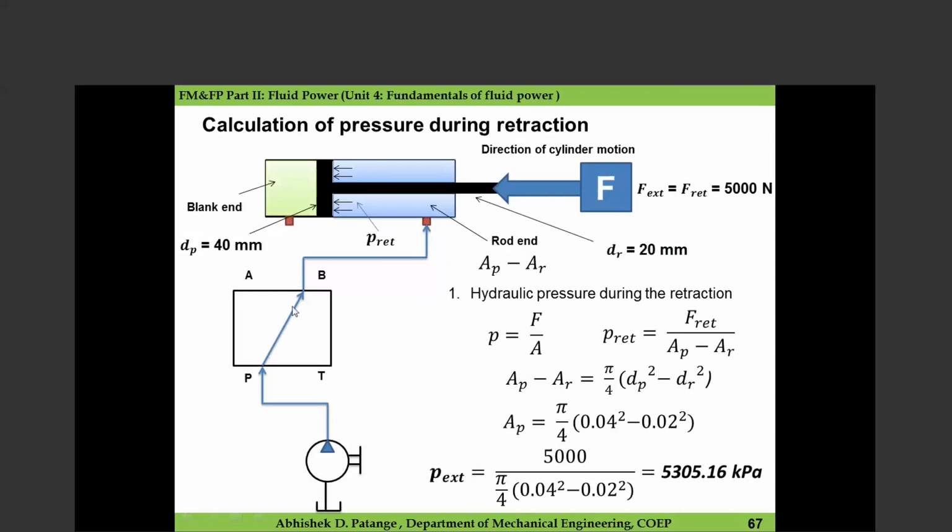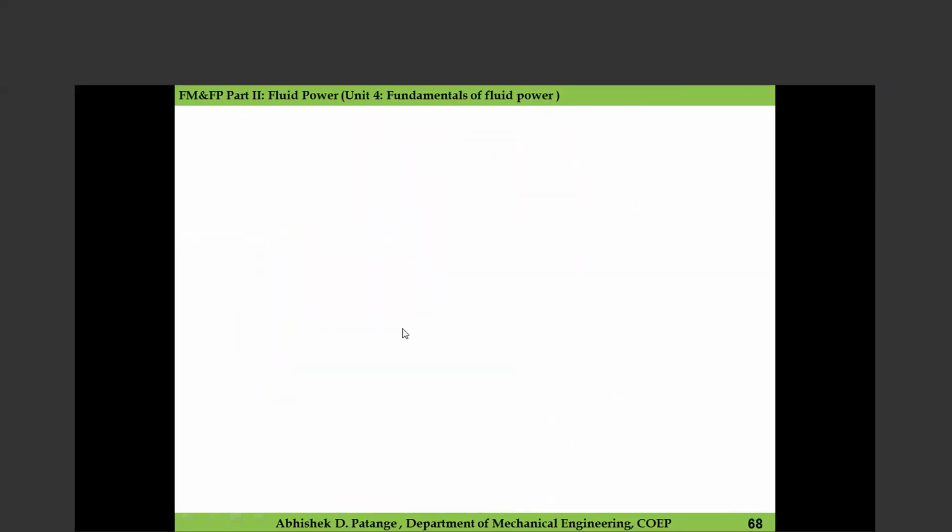So as we know, when the liquid starts entering from the rod end, at the same time the liquid which is available at the blank end will be taken out from this particular port A, from port A to T, and from T to the tank. So that is why no pressure will be generated on the blank end side, because the blank end side is directly connected to the tank. It is not acting against any kind of force.